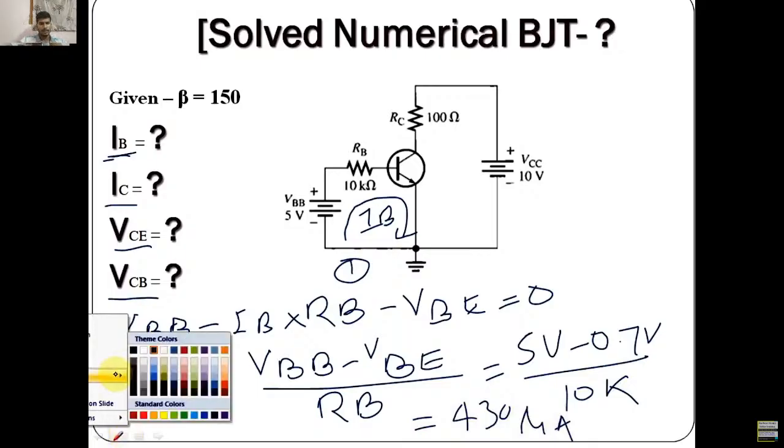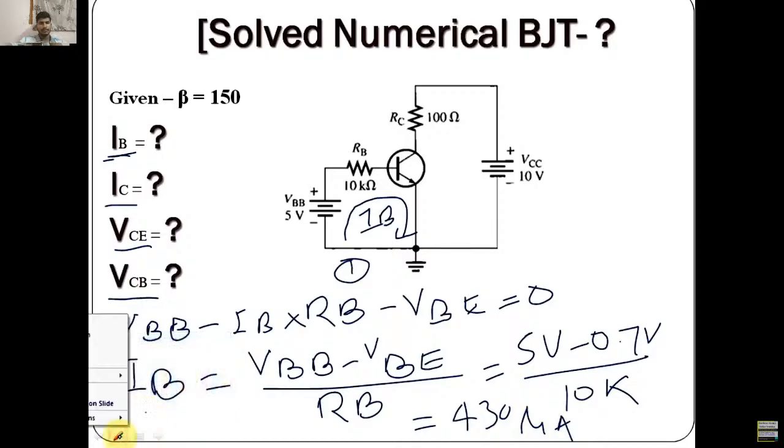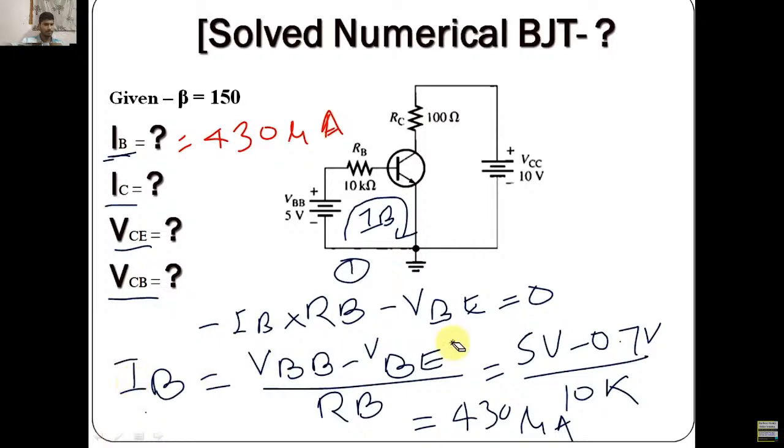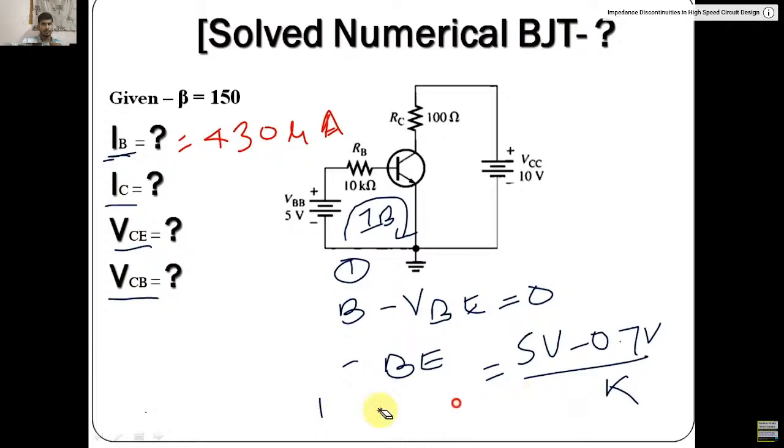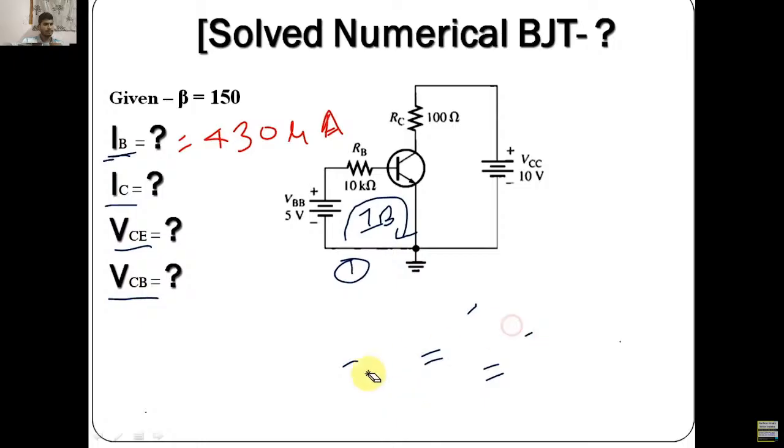So let me use another color to write the value of IB. So the value of IB equals to 430 microampere. Okay, so let me erase this expression. Now you got the value of IB, right? Right. So now let us find the value of IC.